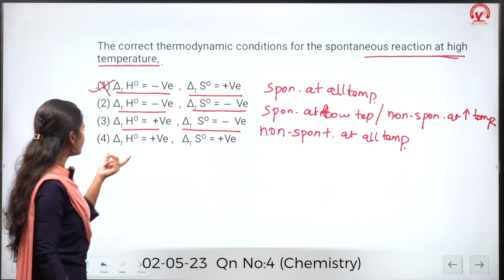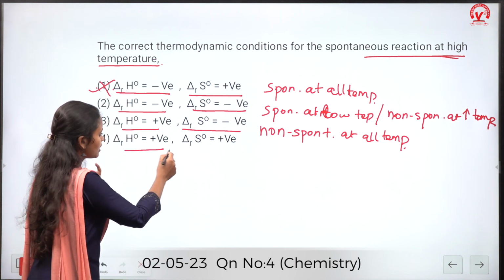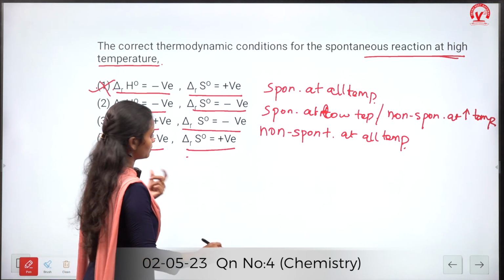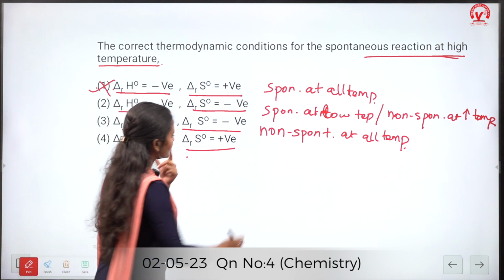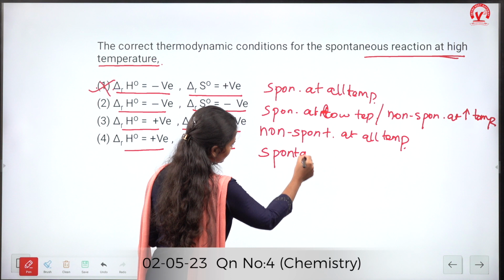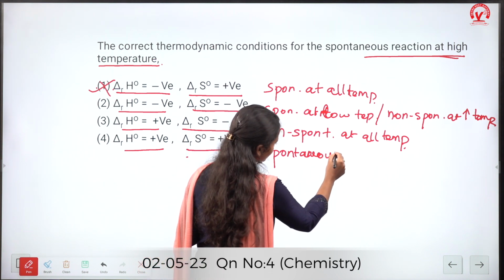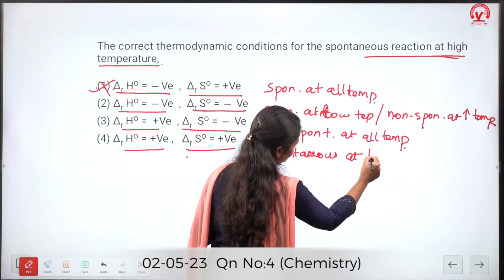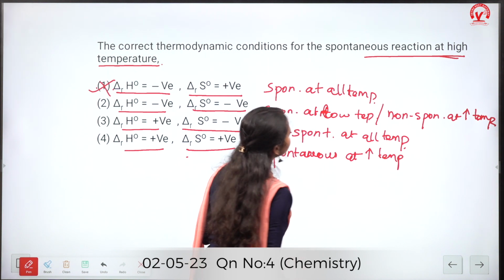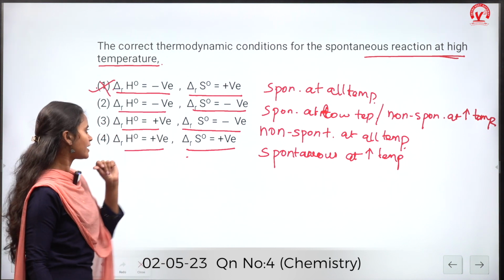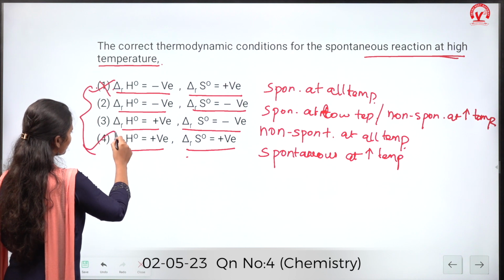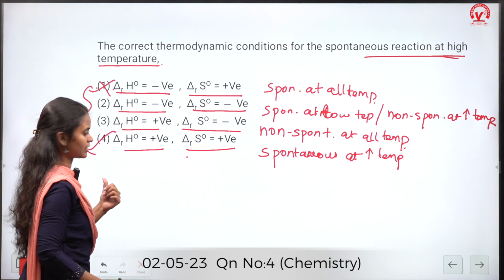In the fourth option, the del H value is positive and the del S value is also positive. In this condition, the reaction is spontaneous at high temperature. Here they are asking for the spontaneous reaction at high temperature. Among the four, option 4 is spontaneous at high temperature.